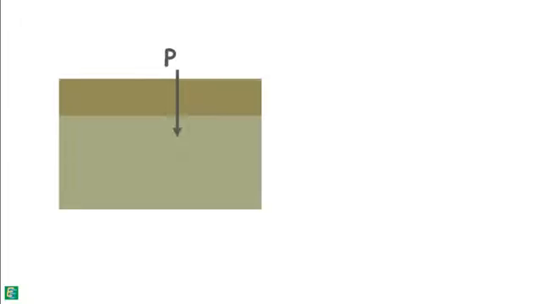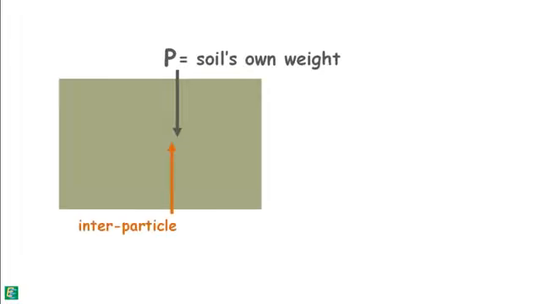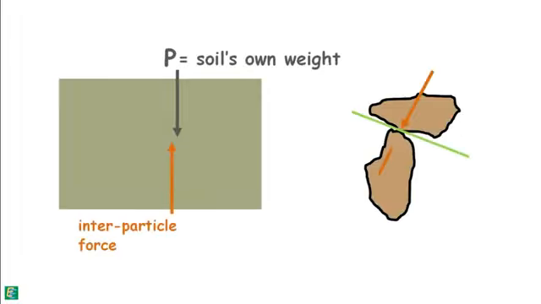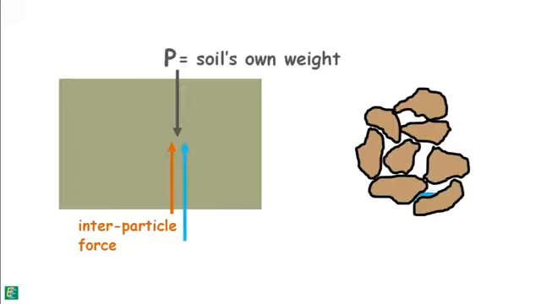Let us consider a soil mass which is fully saturated. Imagine this soil experiences the force capital P at some point in soil because of its own weight. This force is resisted partly by the interparticle forces at the point of contact and partly by the force exerted by water available in pores, that is, pore water pressure force.